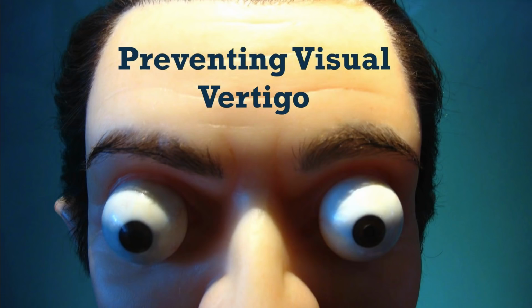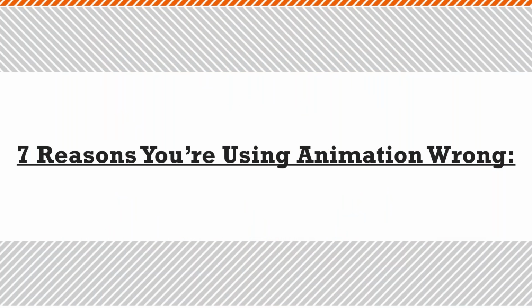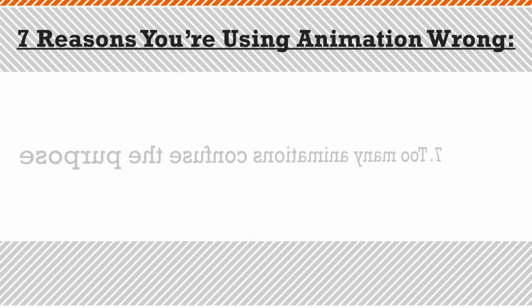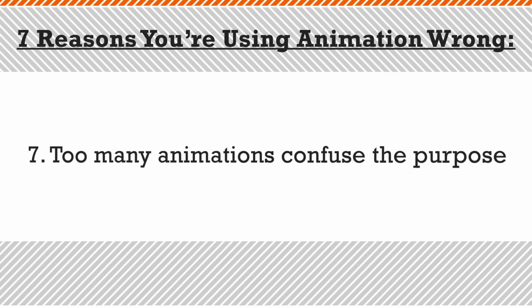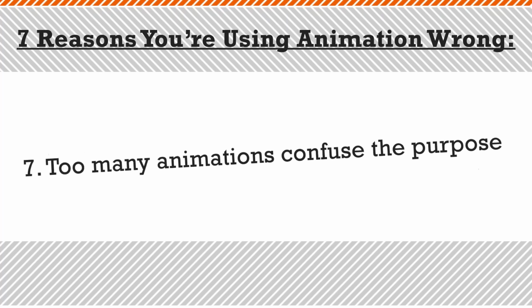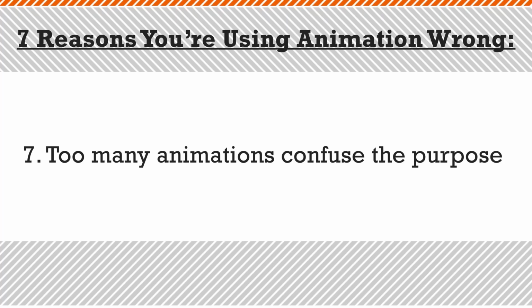Now, one of the main causes of visual vertigo is the misuse of animations. You guys love animating things, but sometimes you just don't get that you don't have to animate everything. So we're going to talk about 7 reasons you're using animation wrong. Reason number 7. Too many animations confuse the purpose. You don't need to over-animate your text or objects. If you're going to animate something, just use one animation. You don't need to have it flame in, blink out, flash around and spin around and all that stuff. It doesn't serve any kind of purpose, and it's just distracting.